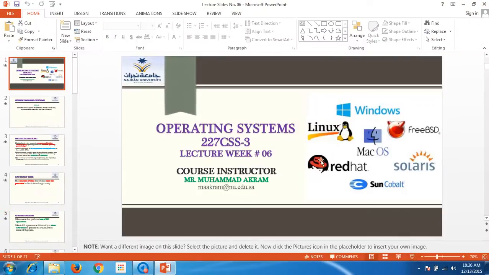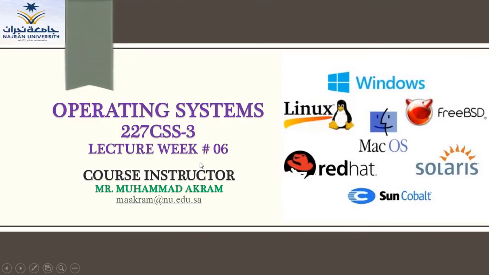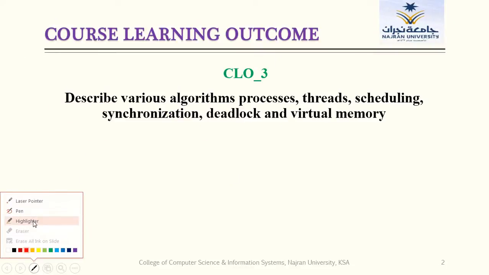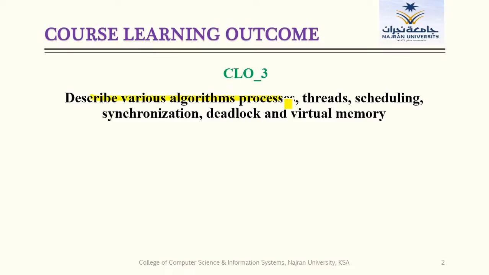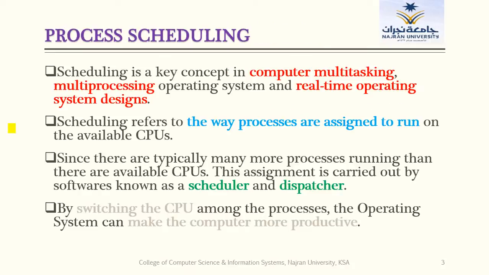So today we are going to start our lecture number 6. Lecture number 6 belongs to our course learning outcome number 3: describe various algorithms, process, thread, scheduling, synchronization, deadlock, and virtual memory. We have been discussing process and threads for a few lectures. Now the next is process scheduling, because if you remember, when we discussed the process state diagram, we saw that from the ready state to the running state, we have a scheduler. The scheduler decides which process will be moved from the ready state to the running state. So scheduling is the key concept in multitasking, multi-programming operating system and real-time operating system design.